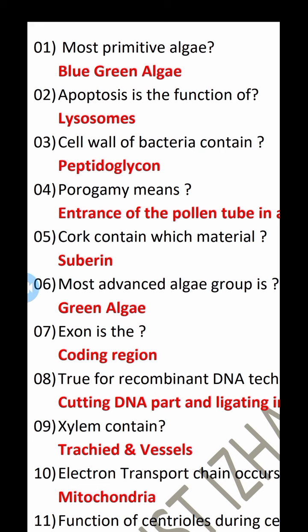Here is MCQ number six. The most advanced algae group is green algae, also known as chlorophyceae. Green algae is considered the most advanced form of algae because chlorophyceae have chlorophyll A and B and store starch as a reserve food material inside their plants. Mostly these forms are found in fresh water.